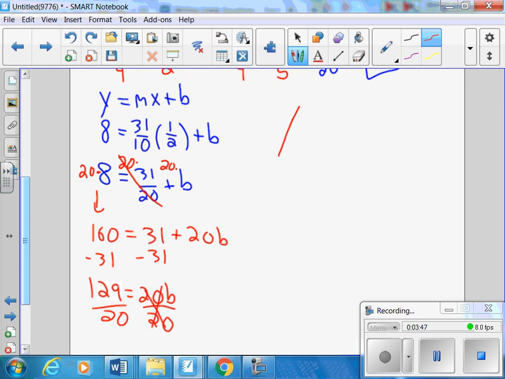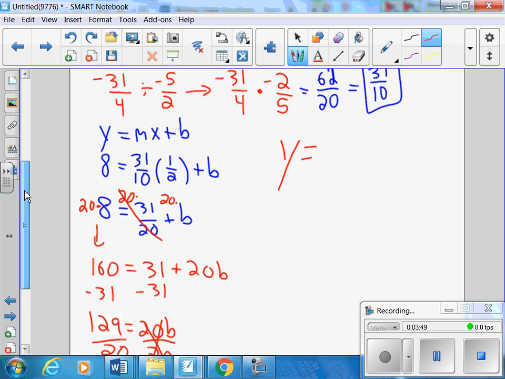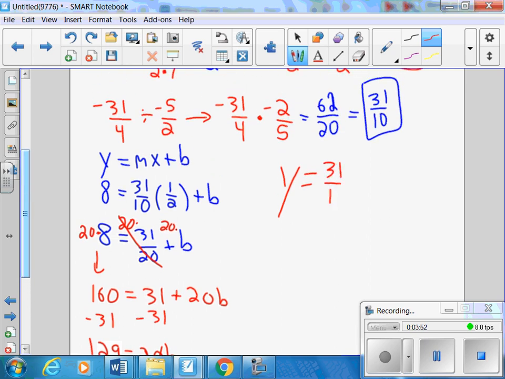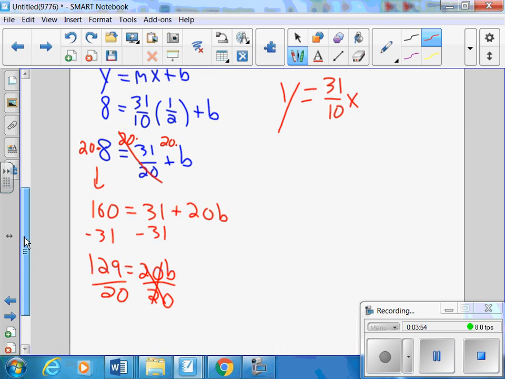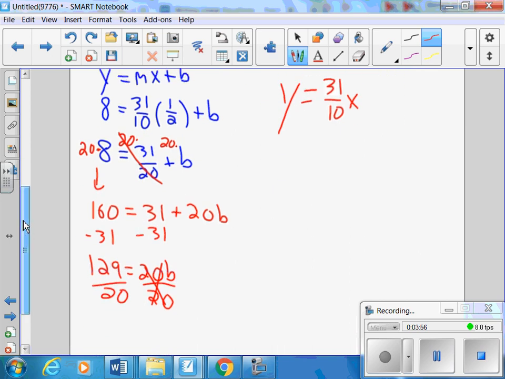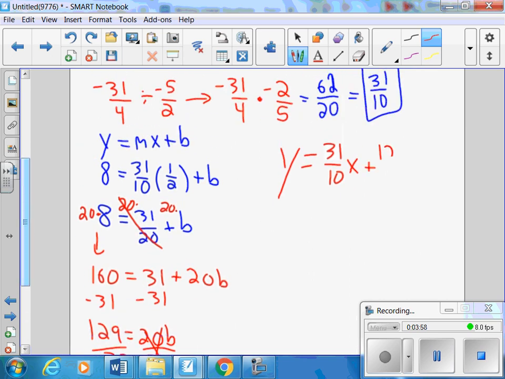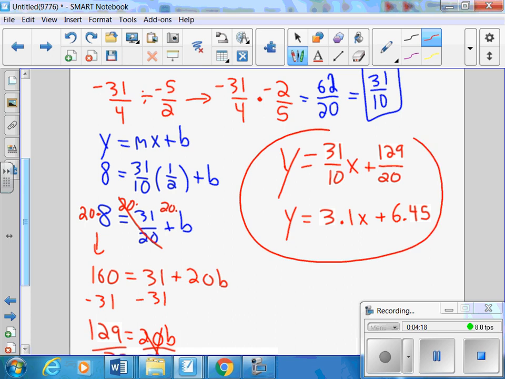So your equation is y equals slope 31 over 10 x, and the y-intercept is 129 over 20. And if you had any of those as decimals, it would have been y equals 31 divided by 10 is 3.1 x. 129 divided by 20 is 6.45. Either one of these answers will work.